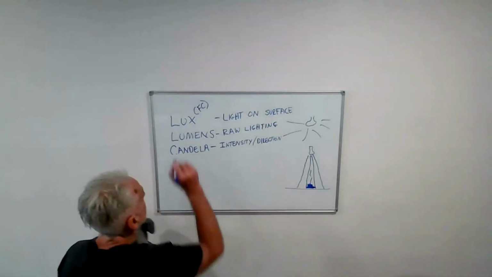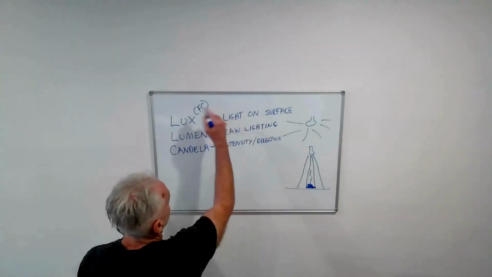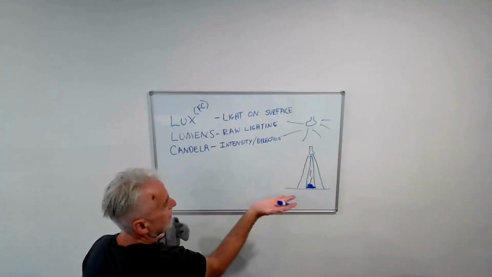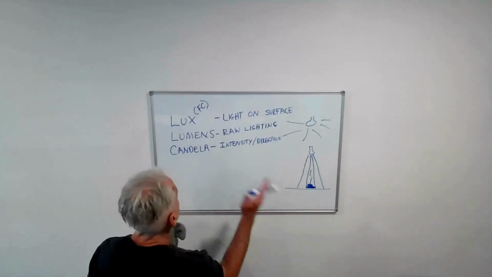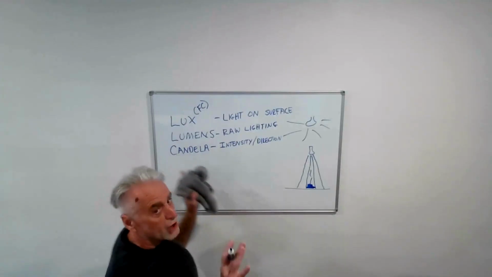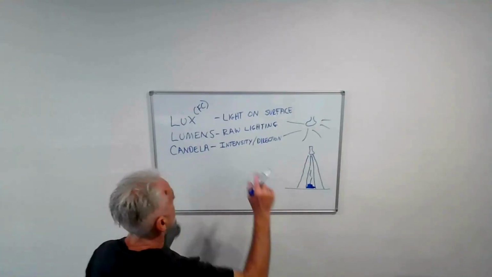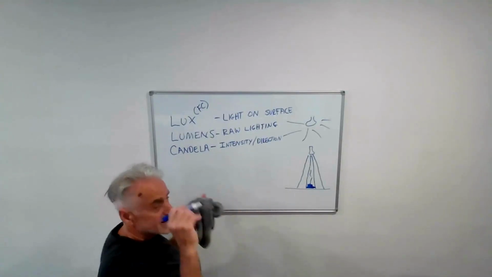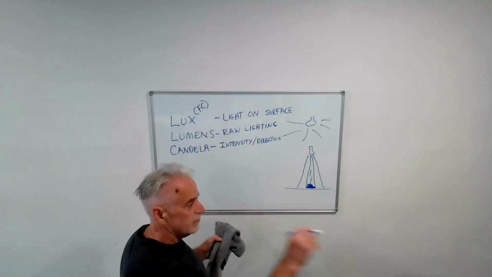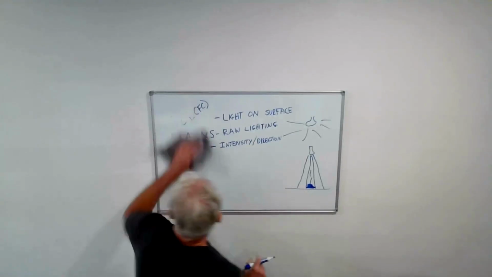Okay, so those are the three terms. So we got lux or foot candles. That's what we read, the light that's actually coming down and hitting a surface. Lumens, it's just raw lighting. It's just the engine. And candela is intensity and direction. It's where we send that light. Okay.